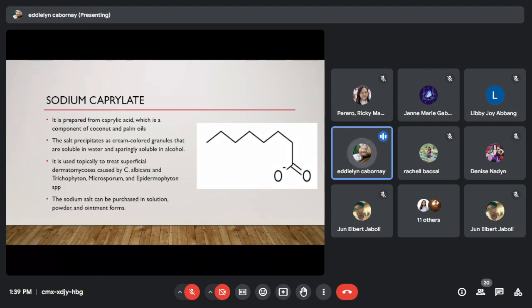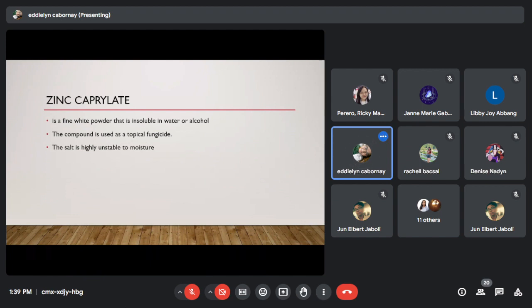Okay, so we have the zinc caprylate. Kanina, that's the sodium. So what was kanina? That's caprylic acid. Caprylic acid plus the sodium hydroxide will result in sodium caprylate. Okay, so we have here the zinc caprylate.